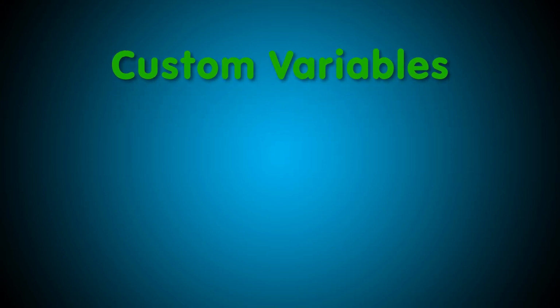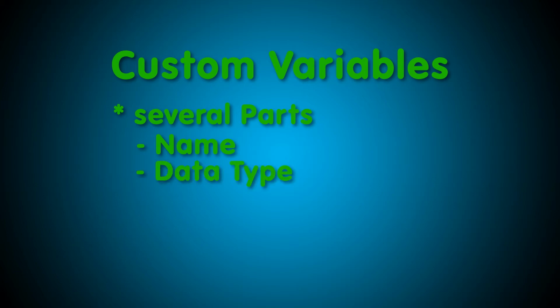A variable in Cabinet Vision is made up of several parts. First, we have the name of the variable. This is how we would see the variable listed for use in the object tree, as well as how we would call it out in an equation. The next part is the data type. This will let Cabinet Vision know how to handle this variable. More on this in a moment.